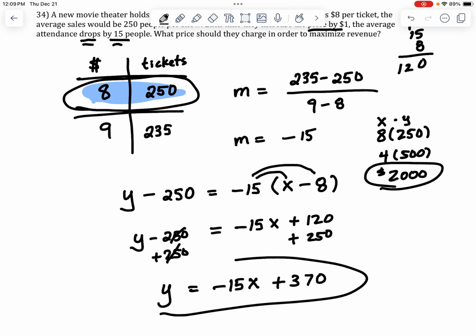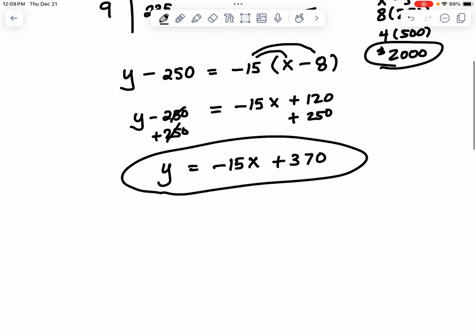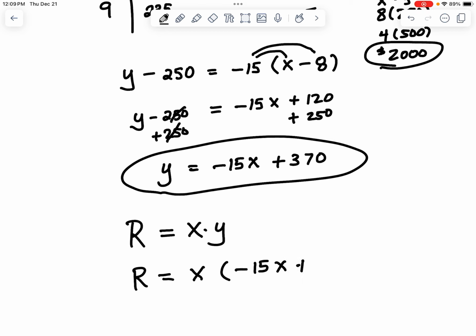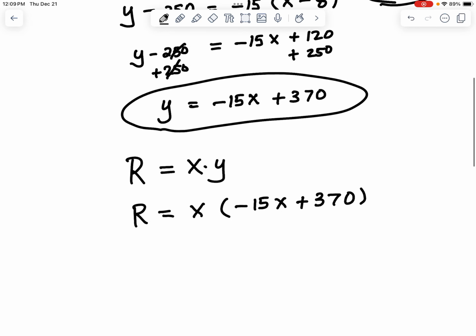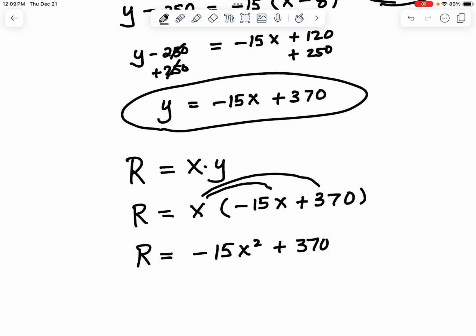So we just found out this is what y equals. So their revenue, and I'll call it R for revenue in general, is the price times the number of tickets, so x times y. And then replace the y with the negative 15x plus 370. And if you just multiply this out, it becomes a quadratic function. So that's going to be negative 15x squared plus 370x.